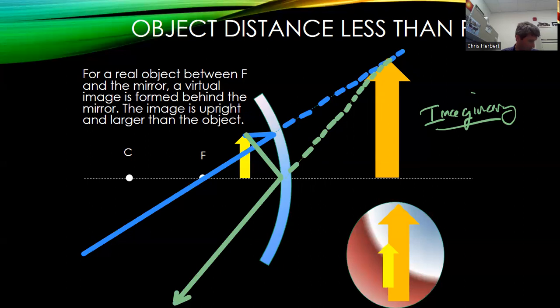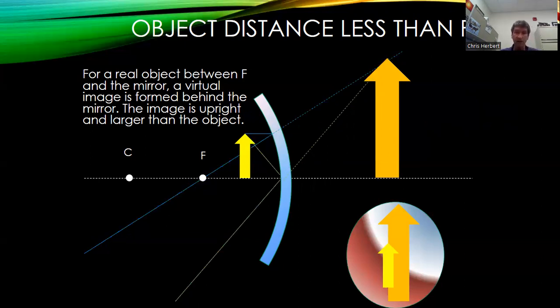The image is right side up. It's imaginary. And in this case, it's actually magnified. So let's do the calculation for this and see what numbers we get. Again, remember, when the distance to the image is positive, it's going to be on the left-hand side of the mirror in this particular case, because that's where the light is.